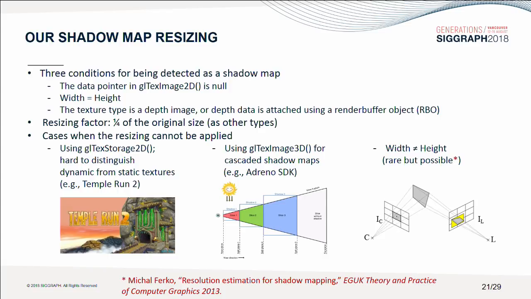It is hard to distinguish dynamic from static textures because we should additionally analyze glTexSubImage2D functions. And if glTexImage3D is used for cascade shadow maps, our approach cannot resize them. And finally, in some cases, a shadow map has a different width and height. It is very rare but possible for higher quality shadow maps.